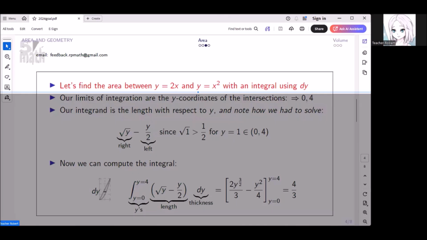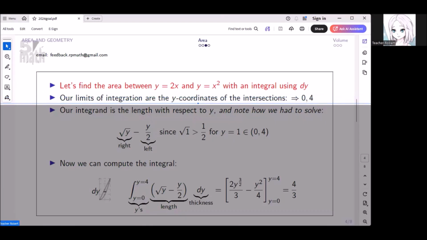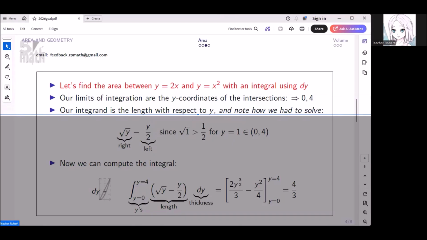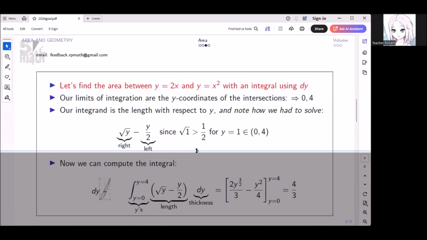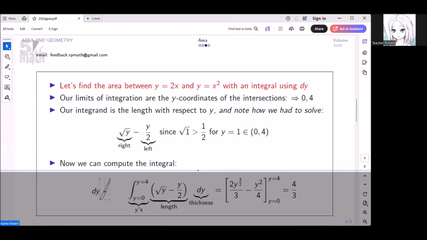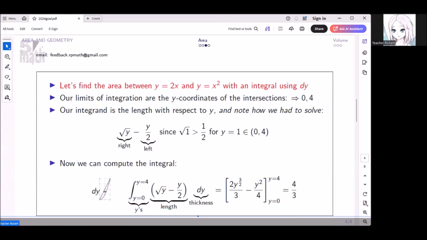Let's find the area between y equals 2x and y equals x squared with an integral using dy. Our limits of integration are the y-coordinates of the intersections, 0 and 4. Our integrand is the length with respect to y, and note how we had to solve. Square root y, which is right, minus y over 2, which is left, since the following. Now we can compute the integral. And we get 4 over 3.